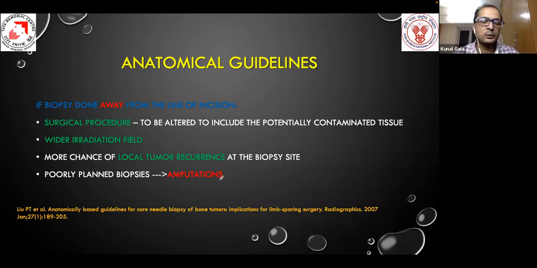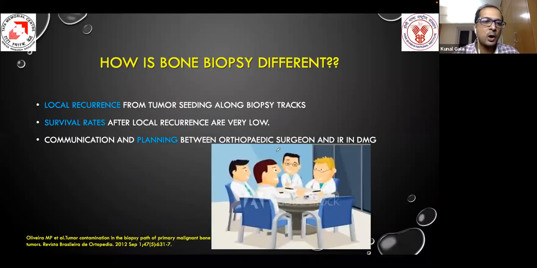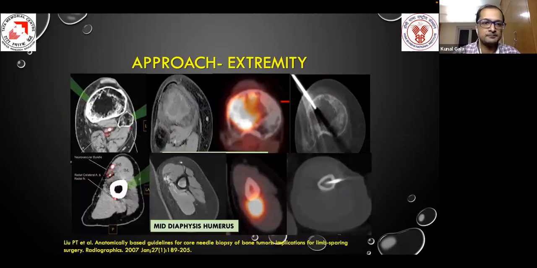So imagine, just with the help of a biopsy where we can give the diagnosis, we are doing an amputation for these patients. So always and always, local recurrence from tumor seeding can be possible with a bone biopsy. Survival rates after local recurrence are very low, and this needs to be communicated between the orthopedic surgeon and the interventional radiologist during the disease management group, and it needs to be decided where the biopsy needs to be done from and what approach needs to be taken.